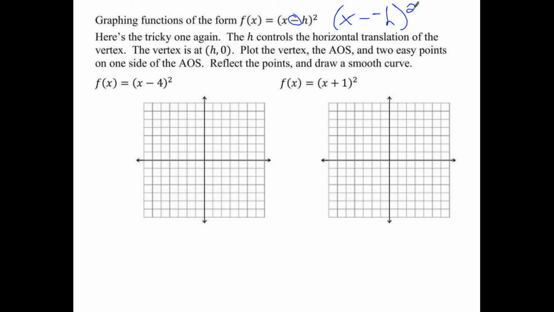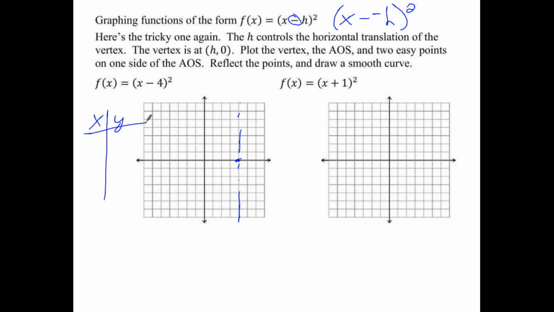Plot the vertex, axis of symmetry, easy points, and reflect and draw a smooth curve. So it's the same thing as before. So where am I on the first one? Right 4. x minus 4 squared moves me to the right, because really that's a positive 4 for the x coordinate. So here I am at 4. Now what? Axis of symmetry goes through that vertex. Now what? Make your table, same as before, x, y.